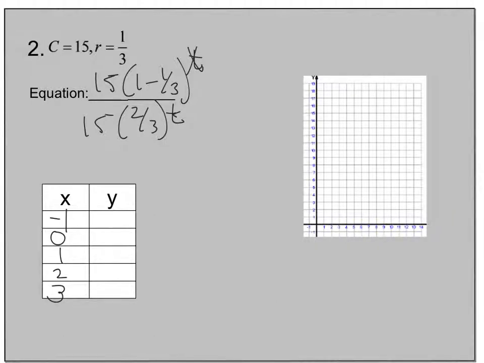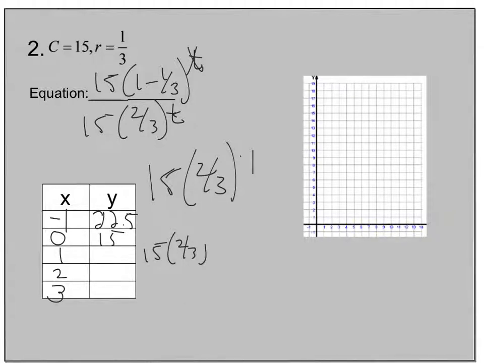So at -1, this is saying 15 times 2/3 to the -1. But -1 means flip it over. All right, so 2/3 flipped over is going to be 3/2. Times 15 is going to give me 45 divided by 2, which is going to give me 22.5. All right, so then this is just going to be 15. Then this is going to be 15 times 2/3, which is just going to give me 10. This one's going to be 15 times 2/3 to the second power.